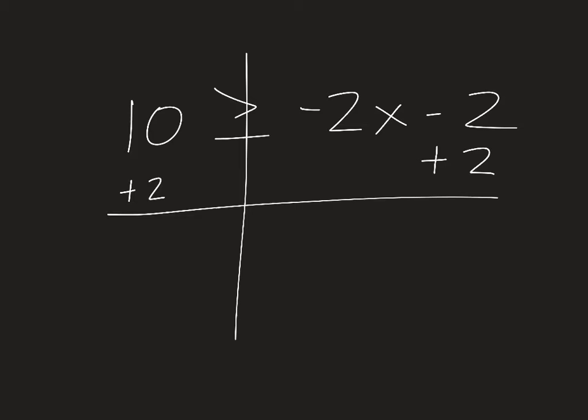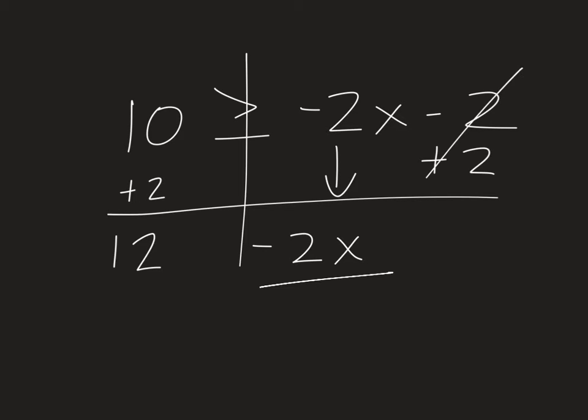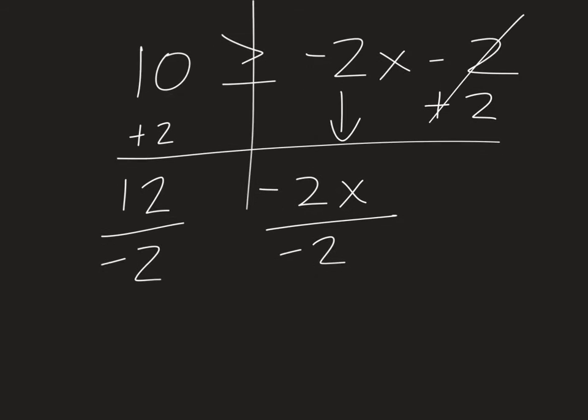So if I've added 2 to this side, that means that -2 will be canceled out. That means that 10 plus 2 is now going to be 12. And that means that I'll bring down the negative 2x. And because that 2 sitting next to the x means that you are multiplying, you want to cancel out that multiplication by dividing. So you're going to divide both sides by -2, because that is the number that you're multiplying by x. What you do to one side, of course, you have to do to the other.